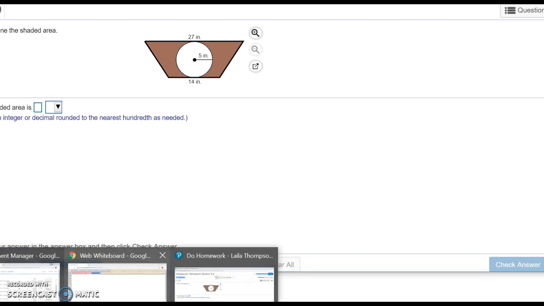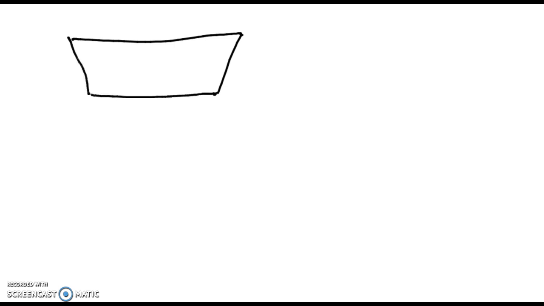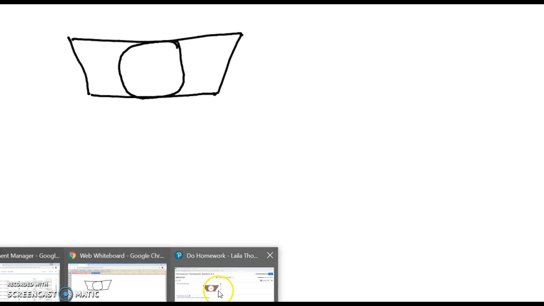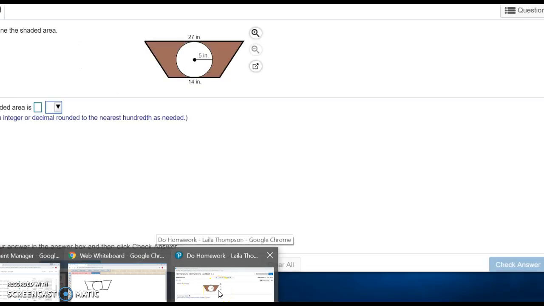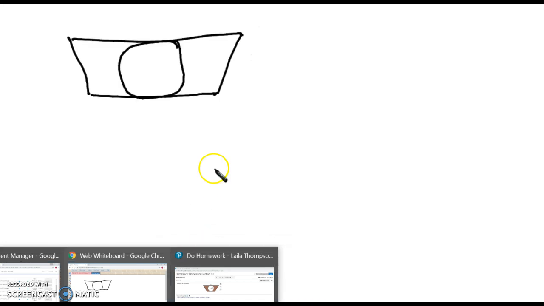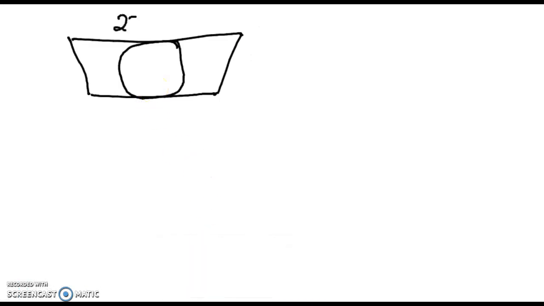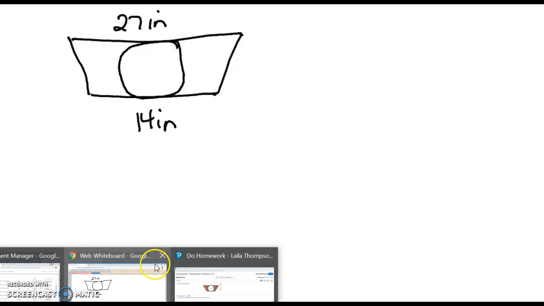So I'm going to recreate the drawing on the whiteboard and we'll go from there. So we have our trapezoid, and we want to remove from the trapezoid, forgive my drawing, you all know I can't really draw that well, the circle. The dimensions of this figure: one base of the trapezoid was 27 inches, the other base was 14, and the radius of the circle is 5 inches.